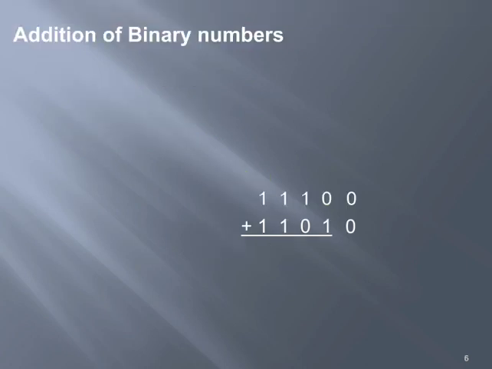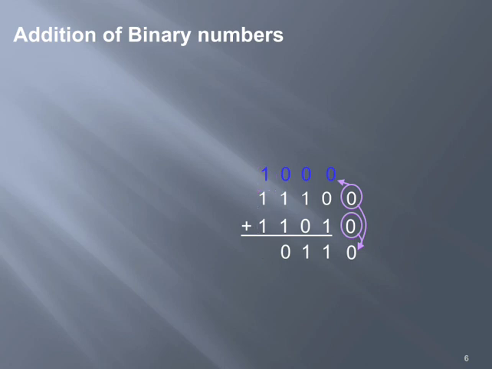Again, if you observe one more example, 0 plus 0 will be 0 and carry will be 0, and 0 plus 1 will be 1 and carry will be 0. 1 plus 0 will be 1 and carry will be 0. 1 plus 1 will be 0 and carry will be 1. 1 plus 1 plus 1 will be 11. So that is how you need to perform the addition of two binary numbers.